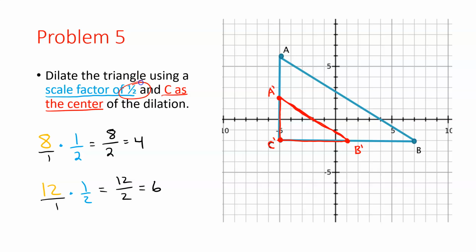And we can see that our scale factor was 1/2, so it got shrunk. You can see from the blue one to the red one, it did shrink, and it was shrinking towards our center here, which was C. Think of it like a black hole. It was pulling everything towards C, or in this case, C prime.